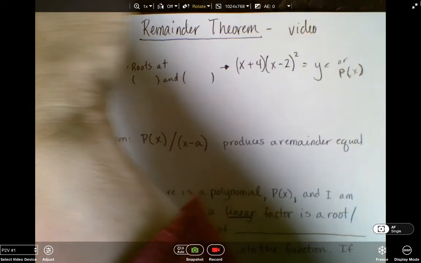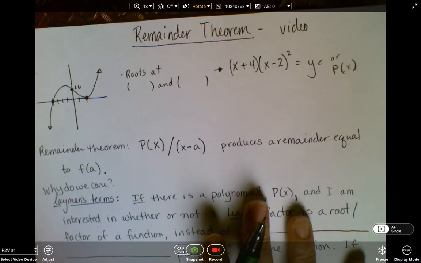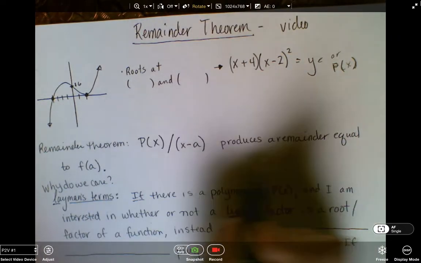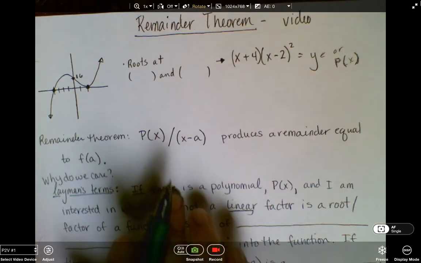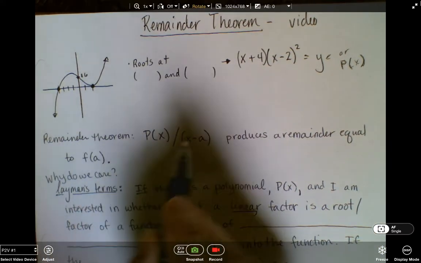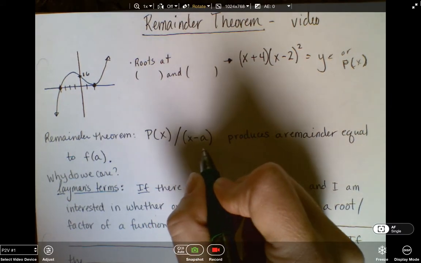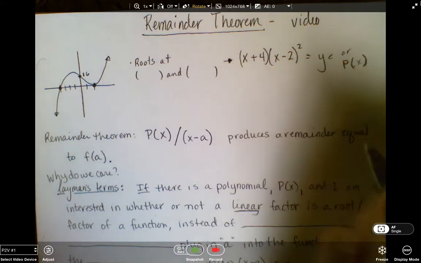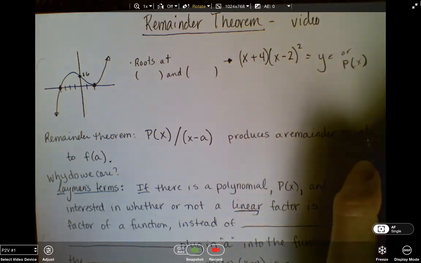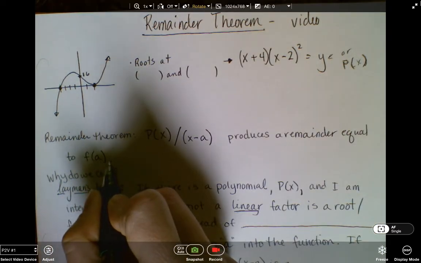Here's our remainder theorem video. So the remainder theorem, we're going to come down here and go through the definition and then go back up. The remainder theorem says that p of x, some polynomial, divided by a factor x minus a, produces a remainder equal to f of a.